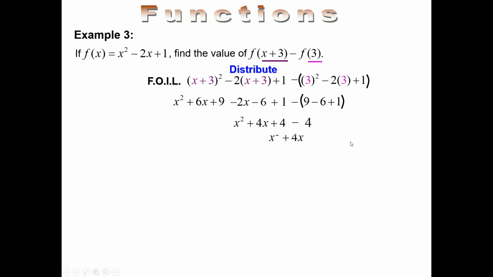And again, look what happens. My constants at the end there, they cancel each other out. And that's because of the way this is set up. Because that's a 3 and then that's a 3. That's going to happen.